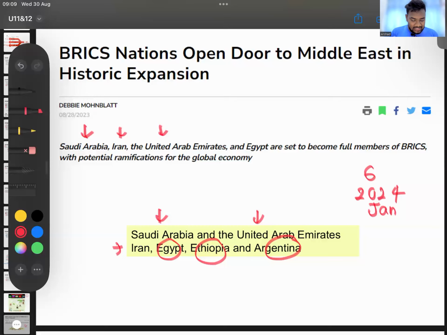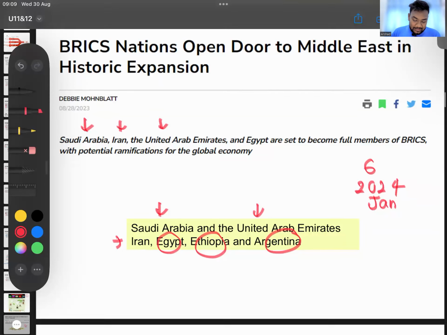Have that in mind. Is that okay, guys? Just make a note and keep. Fine. So 6 countries are going to join. Saudi, UAE, Iran, mainly for the oil segment. The other countries also, somehow they have taken.